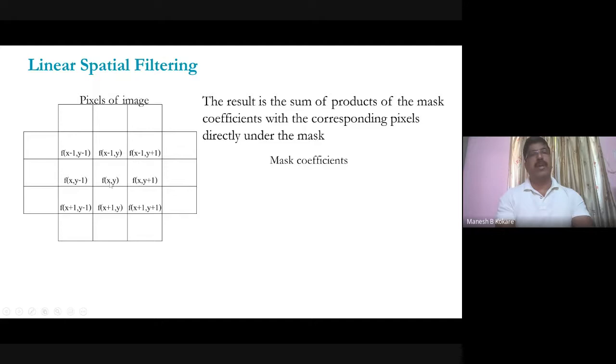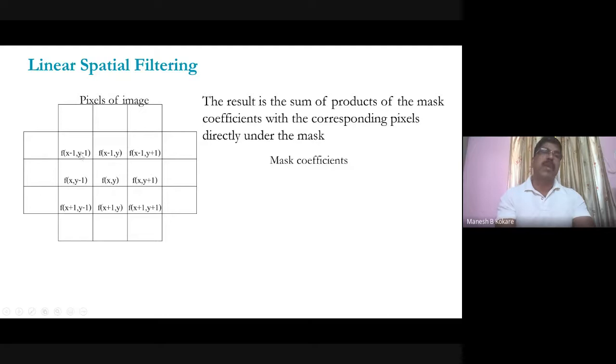Suppose, for example, f of x comma y. Now one column to the left will keep the row the same, x, and the column will be y minus 1. One column to the right, the row will be the same, so this will be x, y plus 1. Similarly, one row above, so the column remains the same, that is the y value is the same, and x minus 1, that is, the row is reduced by 1. Similarly, one row below, so your column will remain the same and x plus 1 will be there. So these are the coordinates of the pixels around the pixel under consideration.